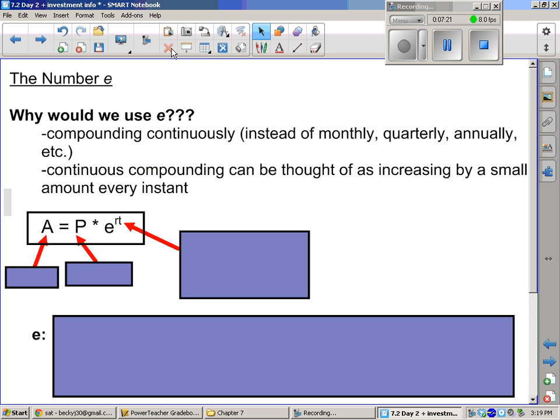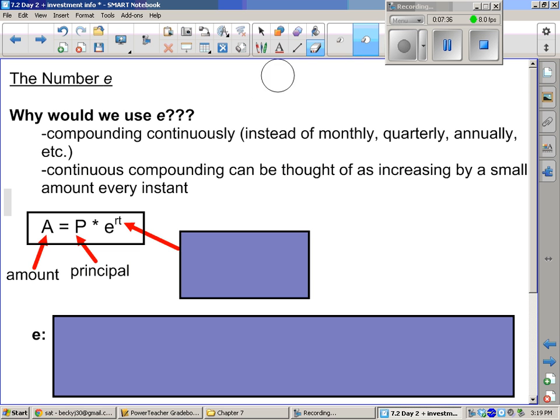That's an interesting idea. So we get a new formula. PERT. A equals PERT. A PERT. To PERT. Like PERT plus? PERT plus. It continuously keeps your hair lovely. So remember that for continuous compound interest.